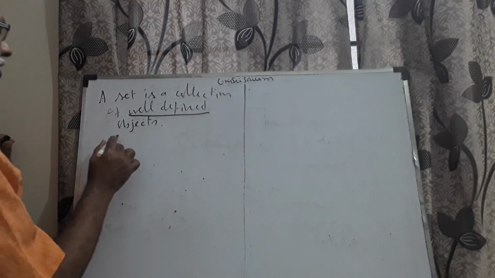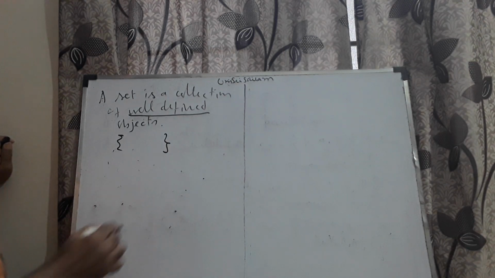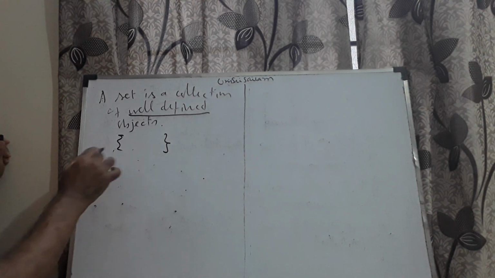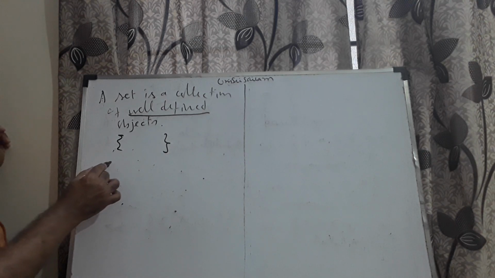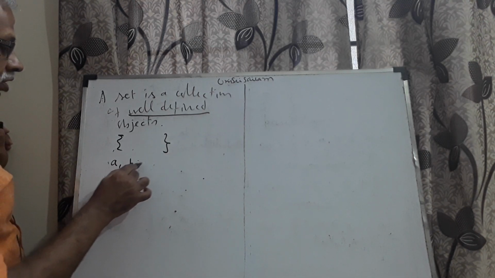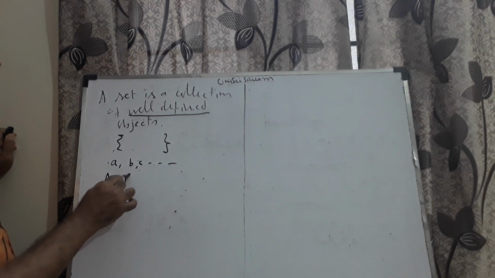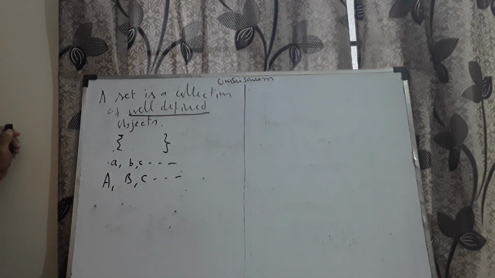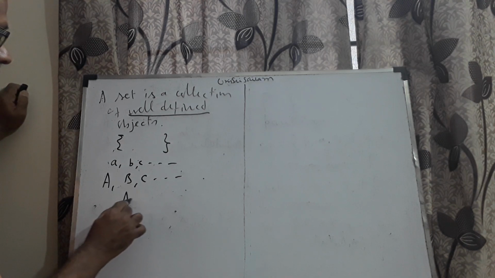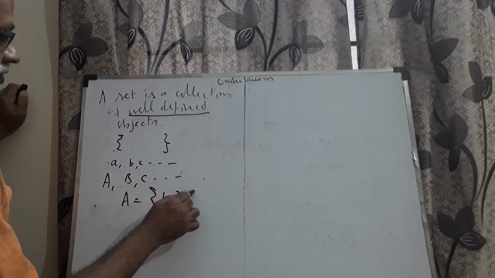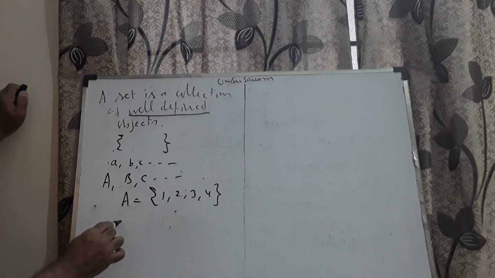And sets are written with set braces like this. We call it set brackets or set braces. This is the open bracket here and the closed bracket here. Elements are written with small letters a, b, c, d, etc. And sets are denoted by capital A, capital B, capital C, etc. Let us say A is equal to the set containing 1, 2, 3, 4. Let us imagine 1 is an element of A.